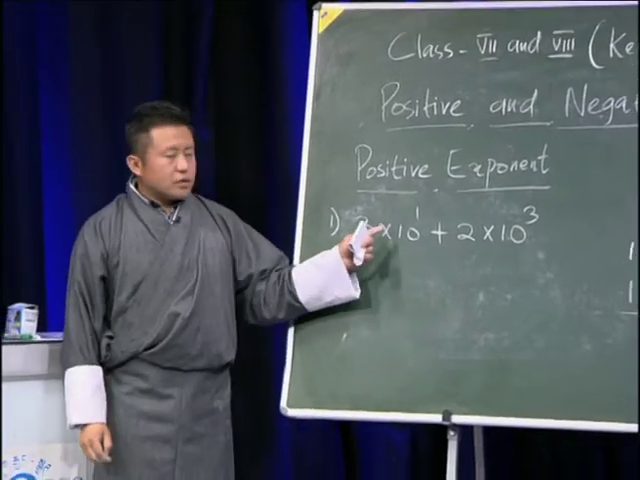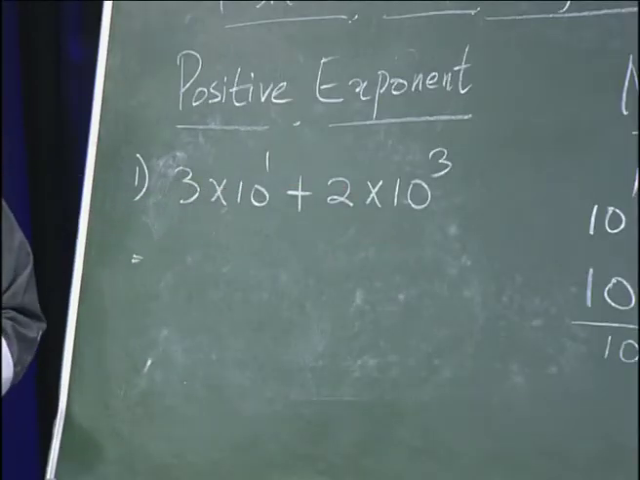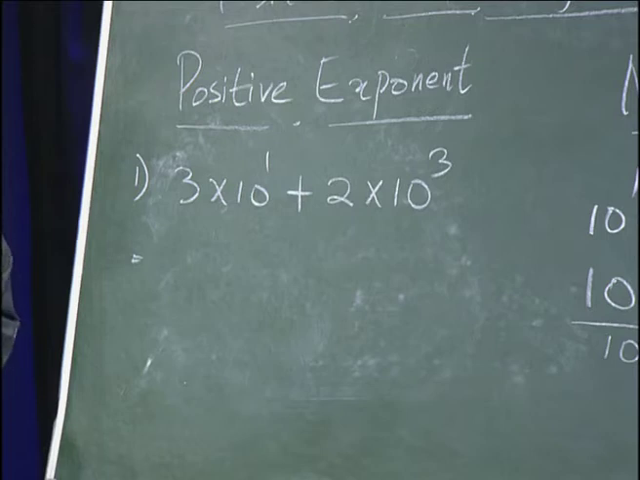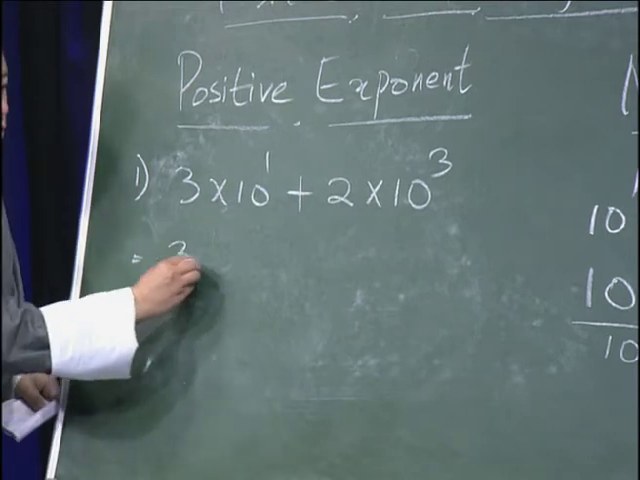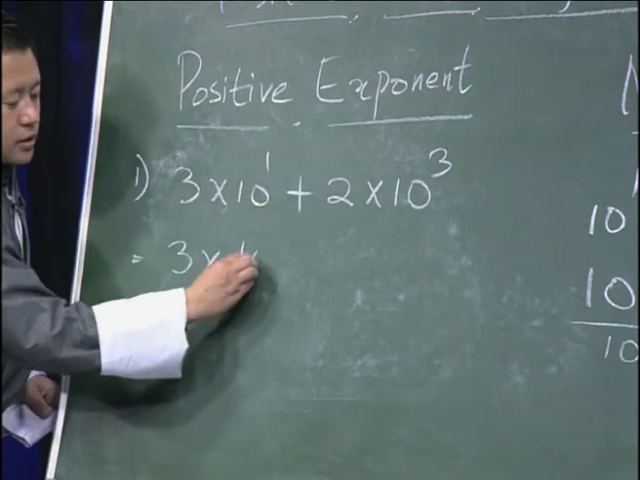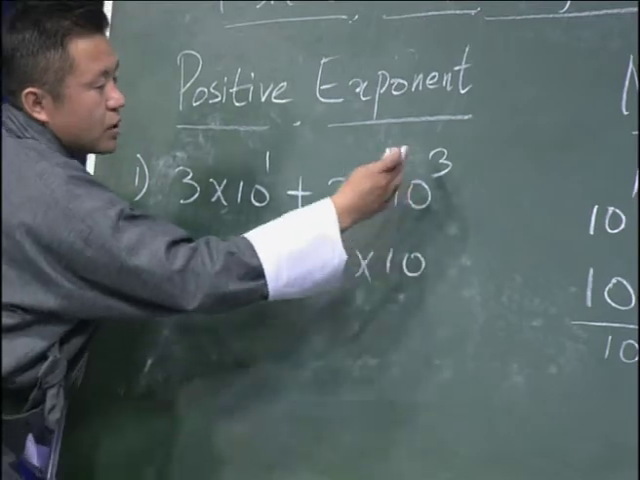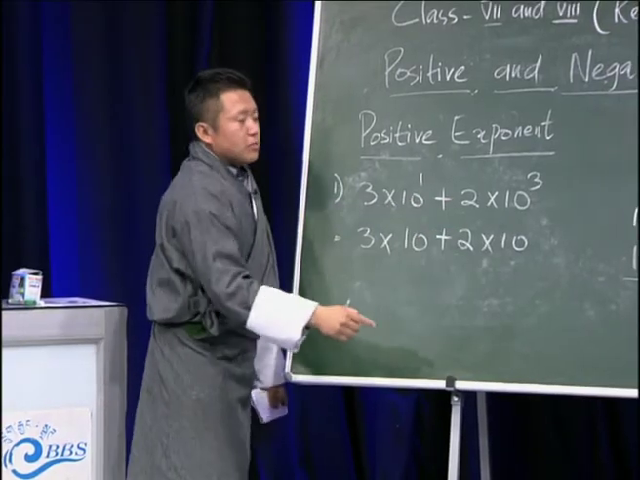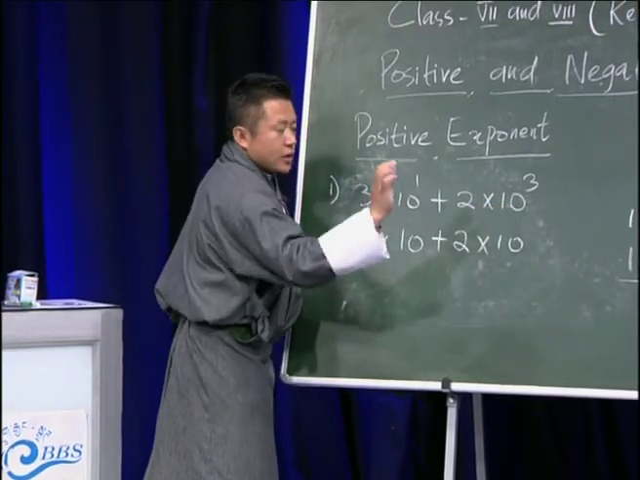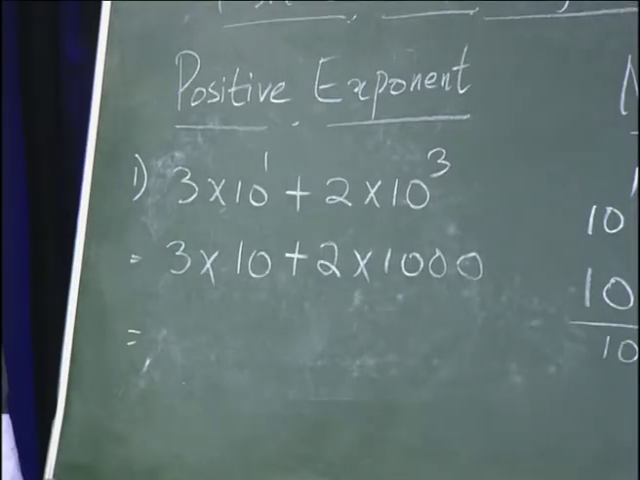Three times 10 raised to 1 plus 2 times 10 raised to 3. Now, if you look here, 3 times 10 raised to 1 is a 10, plus 2 times 10 raised to 3. It is getting multiplied by 10 3 times, so which means 1,000.